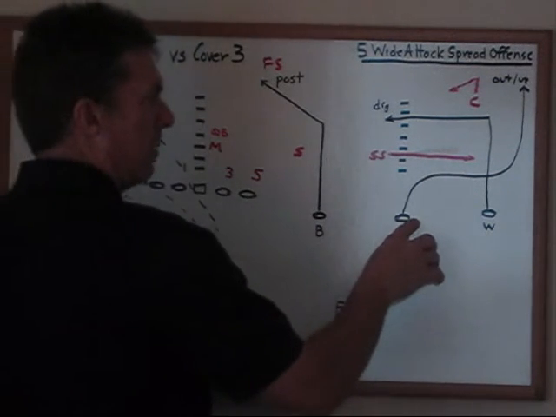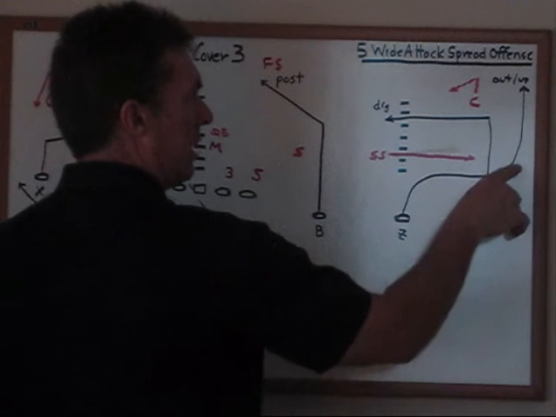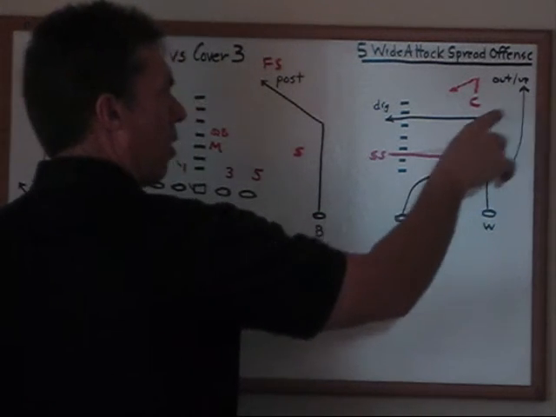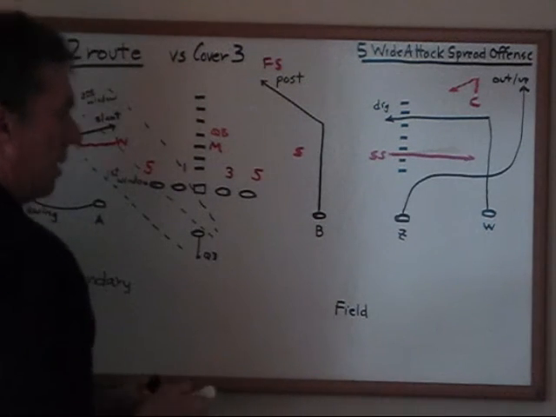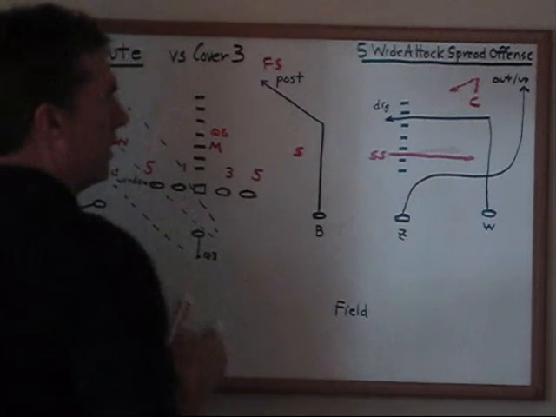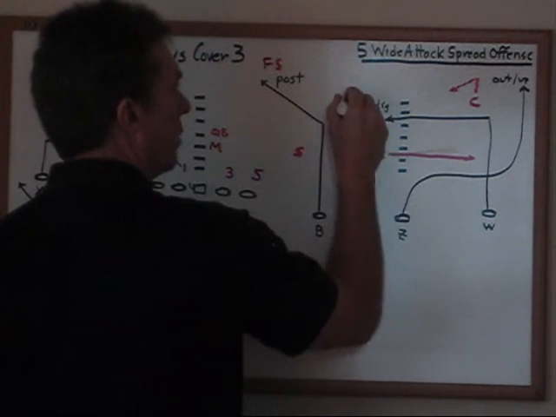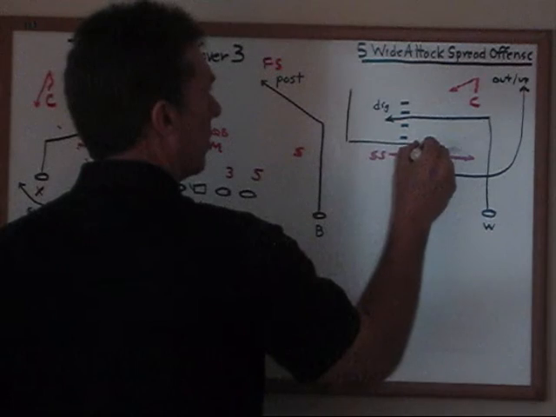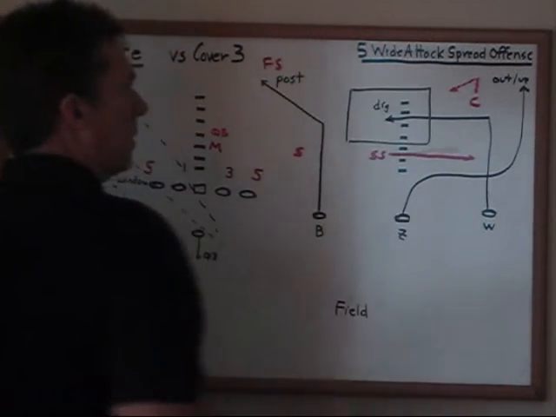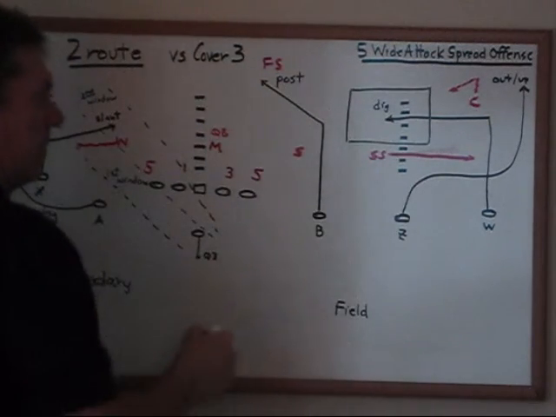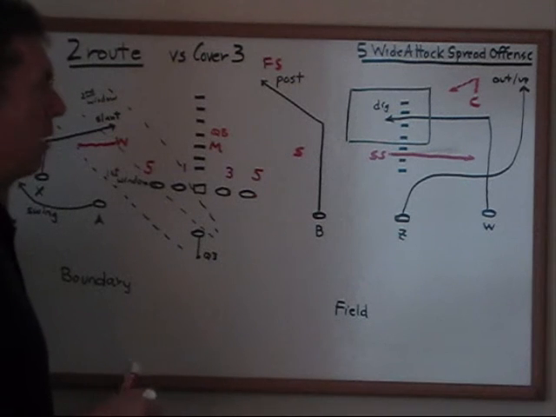So what we've created is we've created a foot race with the Z and the strong safety, and we've also moved the strong safety so that we have a nice hole to throw into. So if the strong safety leaves, we can throw that dig route right in that hole.